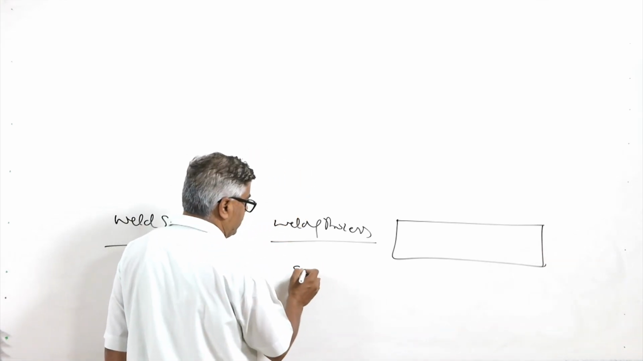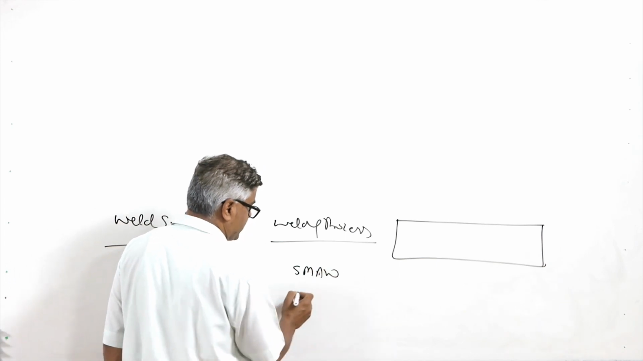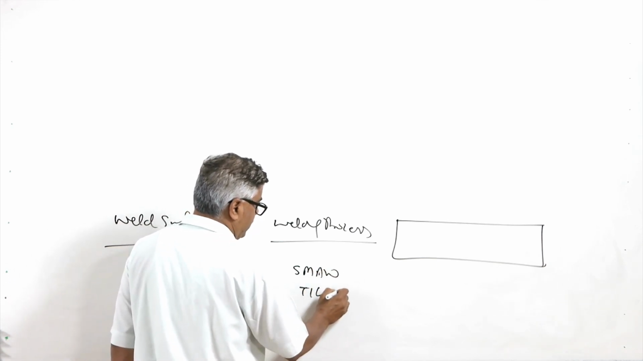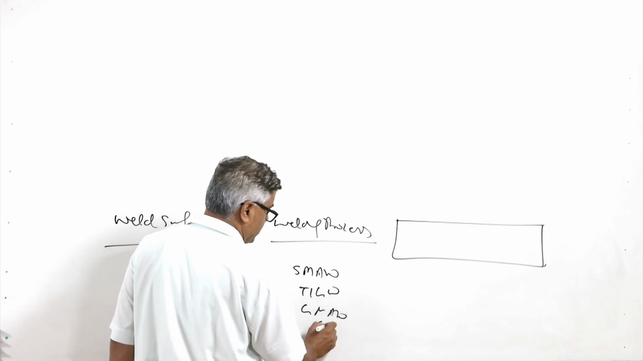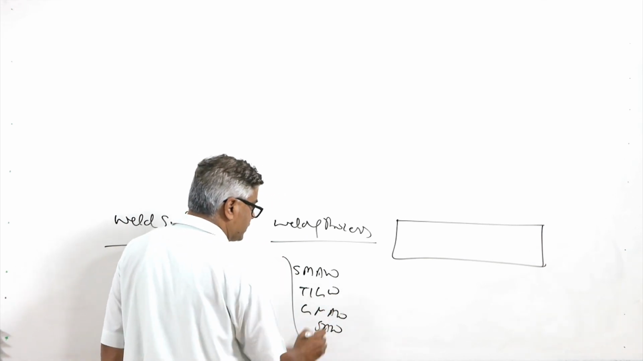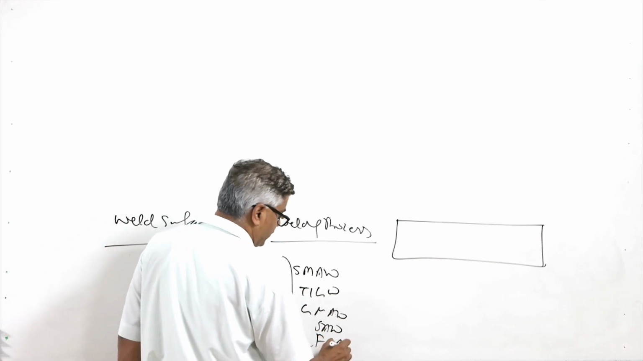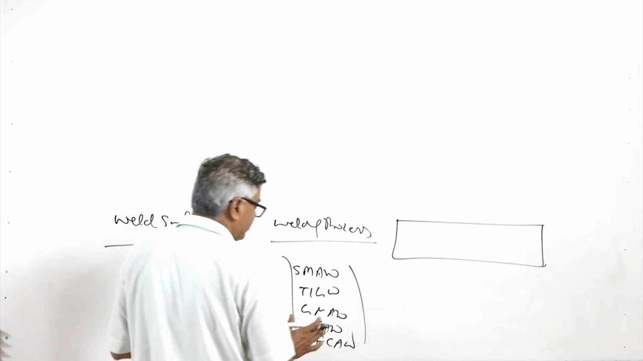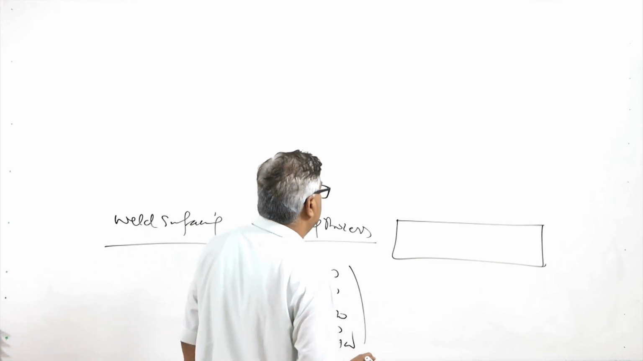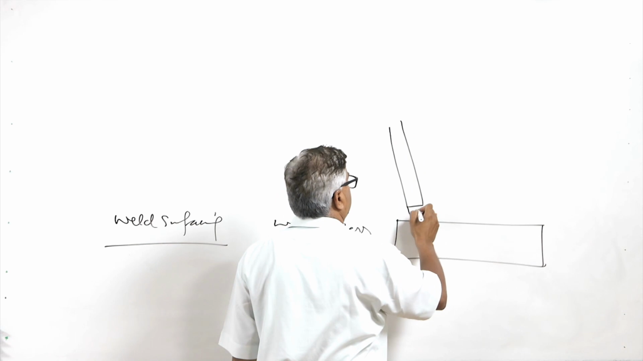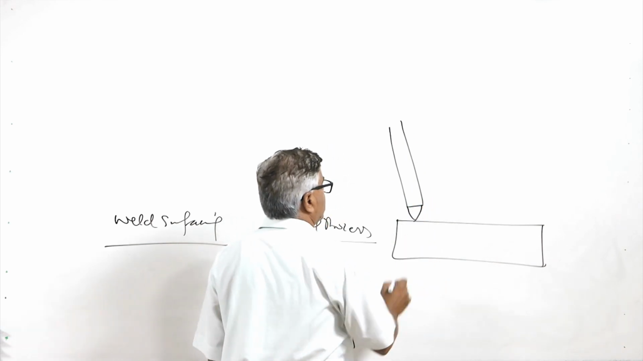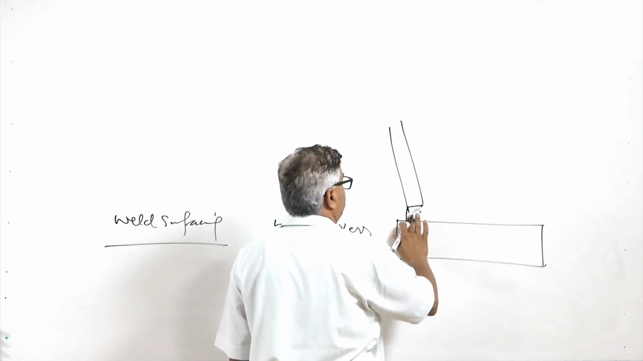For example, it can be shielded metal arc welding process, TIG, tungsten inert gas welding process, gas metal arc welding process, submerged arc welding process, or flux core arc welding process. These can be used for depositing the surfacing. In that case, we use an electrode having the desired kind of alloying elements and constituents, and here we have the welding arc.